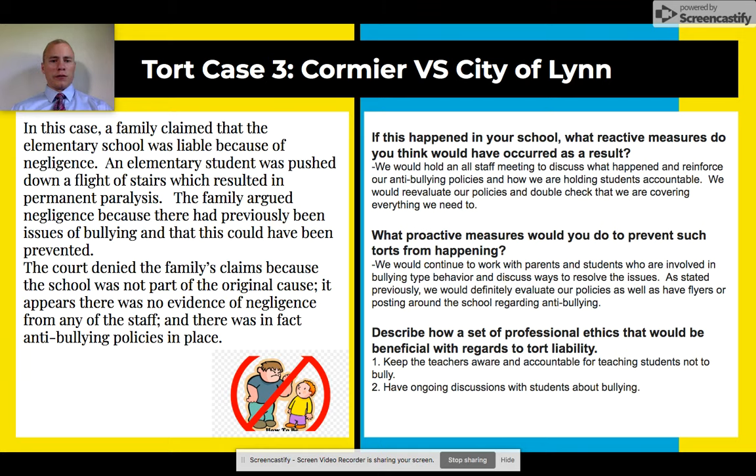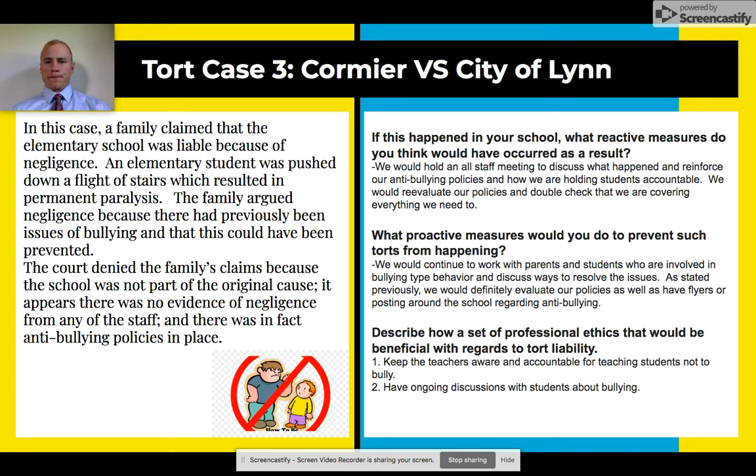So the student was pushed down a flight of stairs and then ended up being permanently paralyzed. The family argued negligence because there was previous bullying happening and could have been prevented, but the court denied that claim because the school was not a part of the original cause. And it appears there was no evidence of negligence from any of the staff, and there were anti-bullying policies in place.